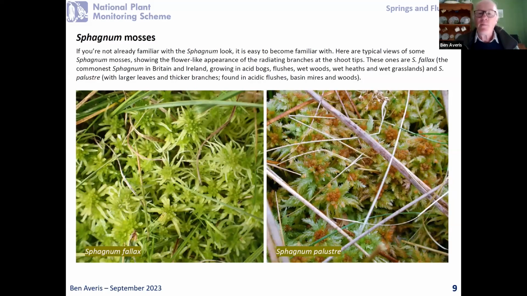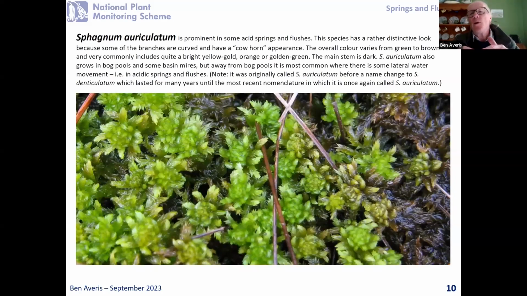There are lots of different sphagnums. As a general rule, they're most common in the acid places. Here's another, different one. Actually, this one is Sphagnum auriculatum, with lovely golden color and the dark stem. It's particularly common in flushed places, although it also occurs in bog pools, which are a very, very different kind of habitat. But away from bog pools, it's so commonly associated with places where water flows laterally, kind of flushing, and generally on the acid side as well.